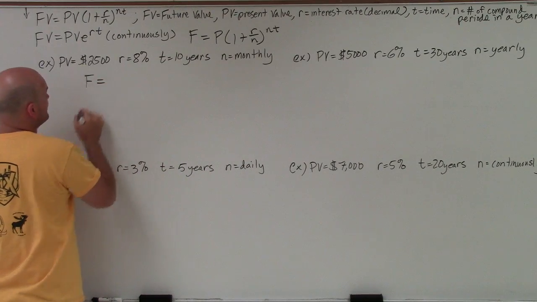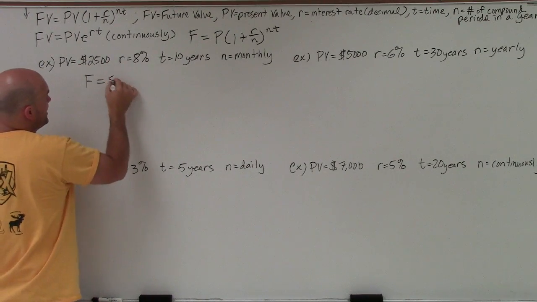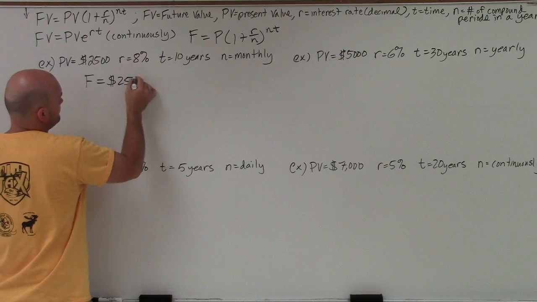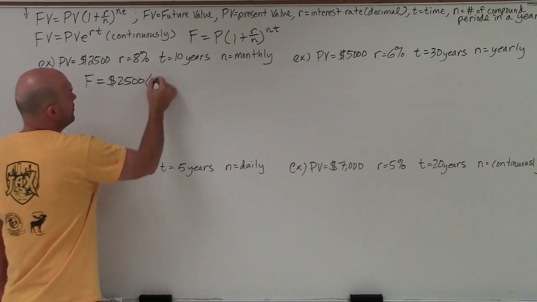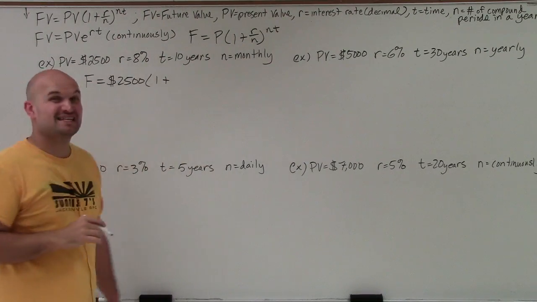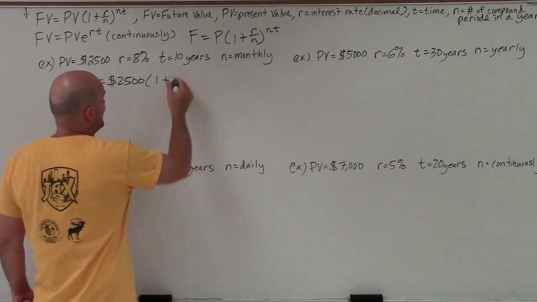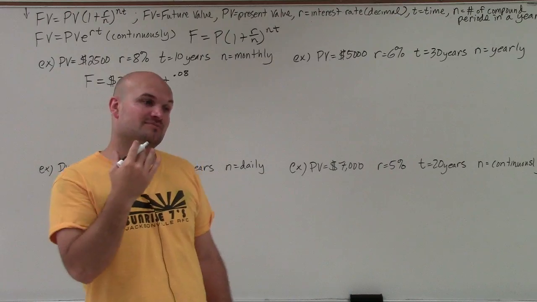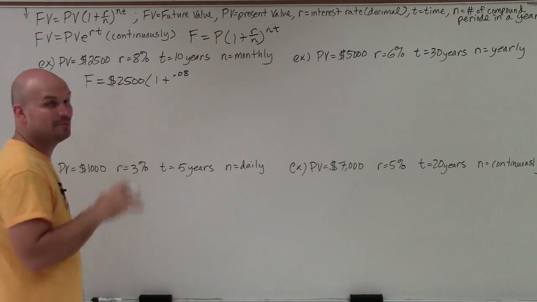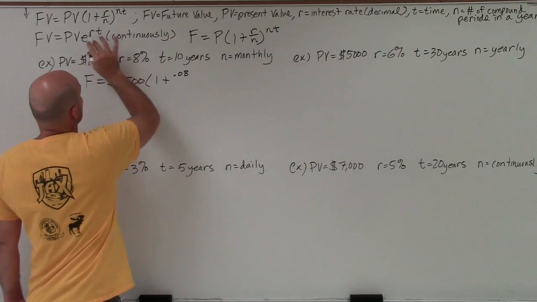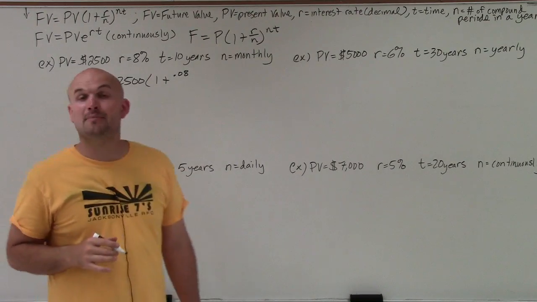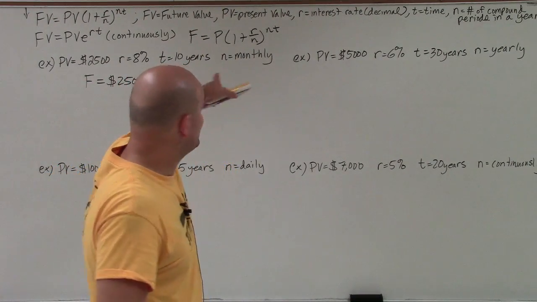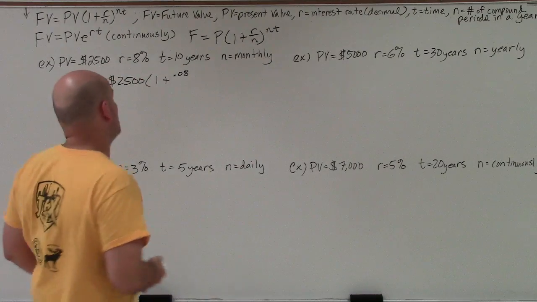All right, first of all, we're finding future value, so we don't know that, so I'm going to leave that as F, is equal to, my present value, which is 2,500. And that's going to be times 1 plus my interest rate, which is 8%, so that's 0.08. You have to make sure you put it into decimal form, which is just dividing by 100. So 0.08, divided by N, the number of times we compound per year. In this case, we have monthly, so I'm going to divide that by 12.